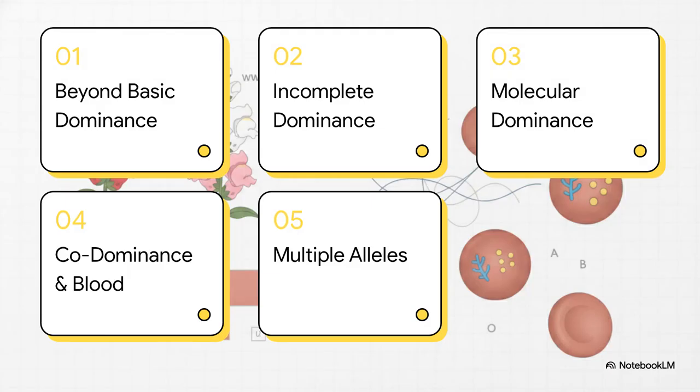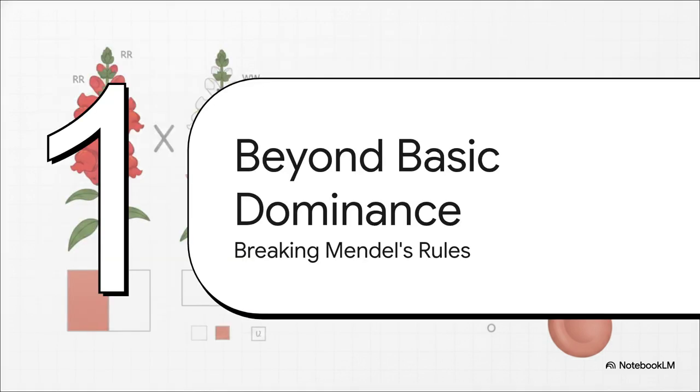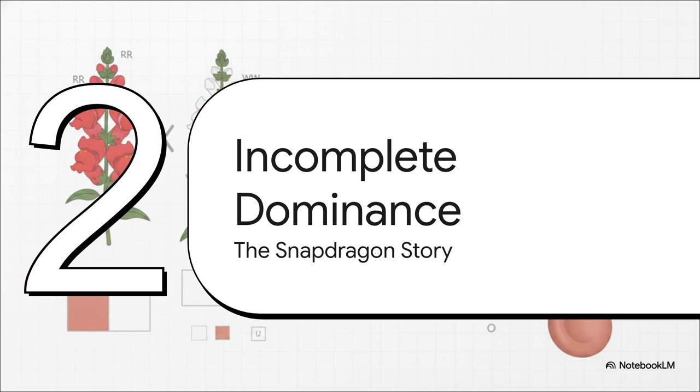Here's our roadmap for today. We'll start with beyond basic dominance, then look at incomplete dominance in snapdragons, uncover the molecular basis of dominance, explore codominance and blood types, and finally wrap up with understanding multiple alleles. Part 1. Beyond Basic Dominance. Moving right along to Part 2.